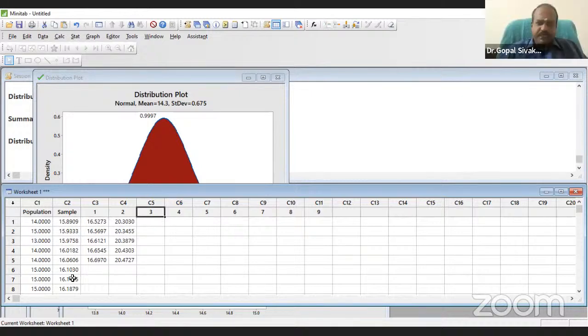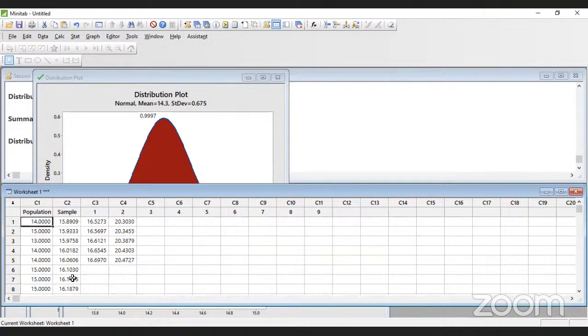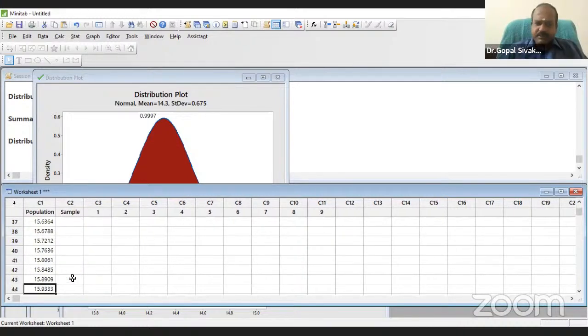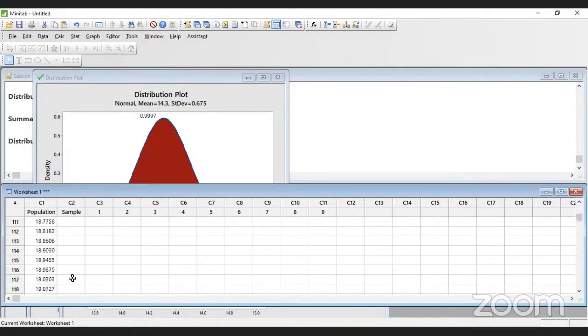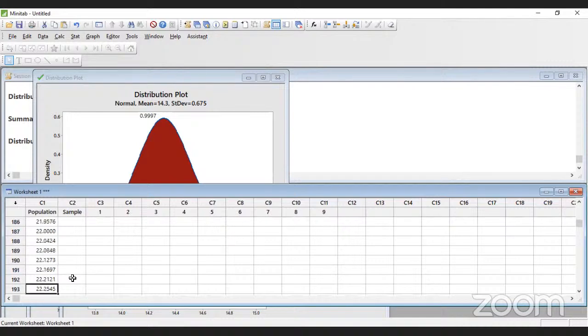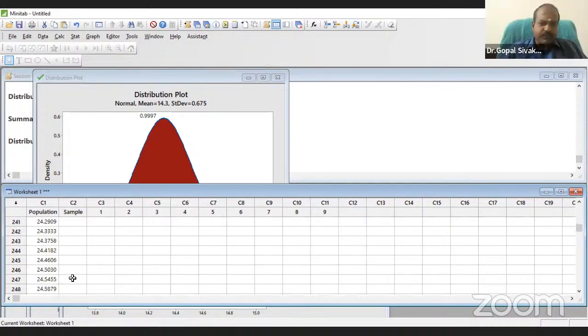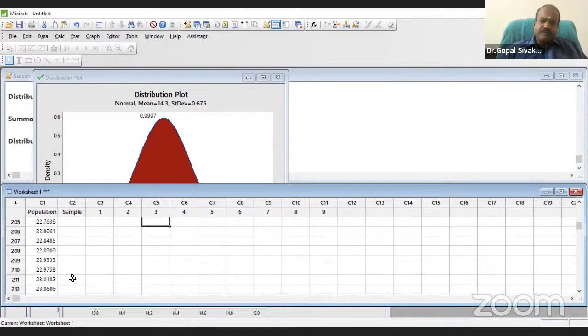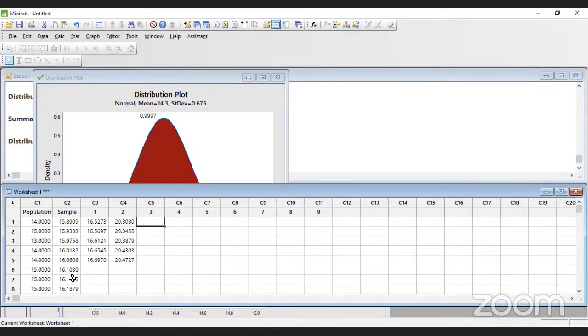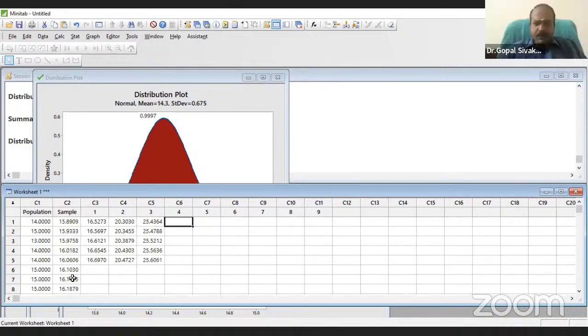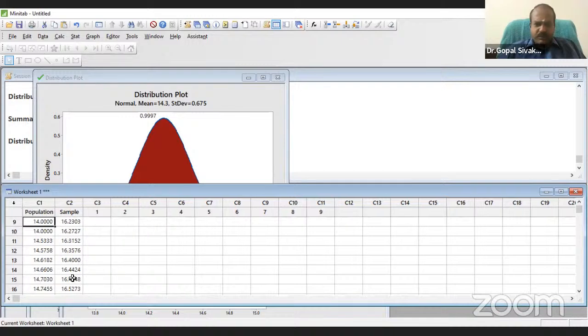Now, what does 3 represent? Section 3 is 200 to 300, sample collected from section 3. So I have crossed 200, now it is section 3. Let me take 5 data points. Control C. Now I paste here.